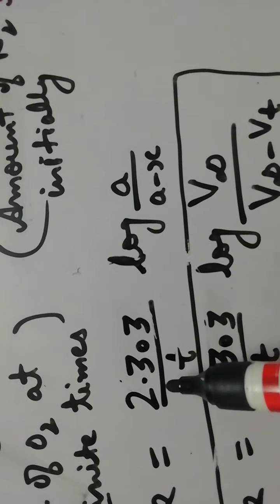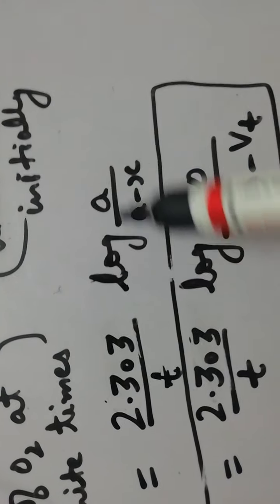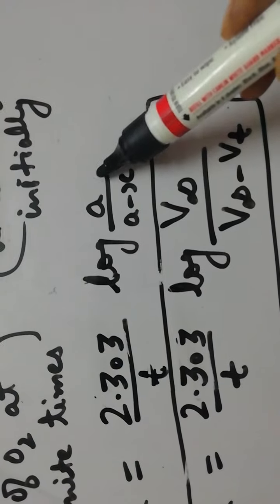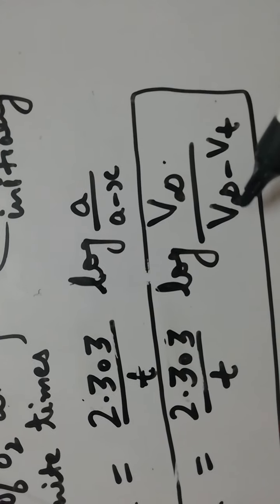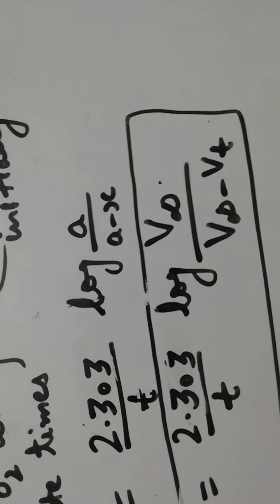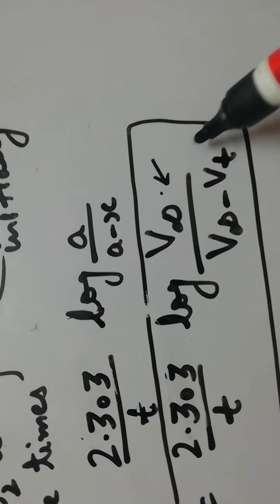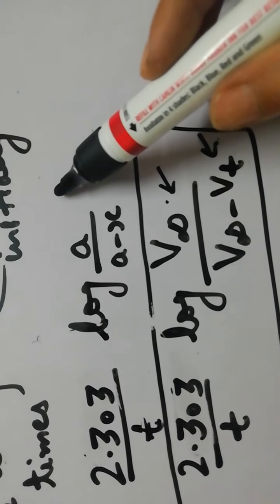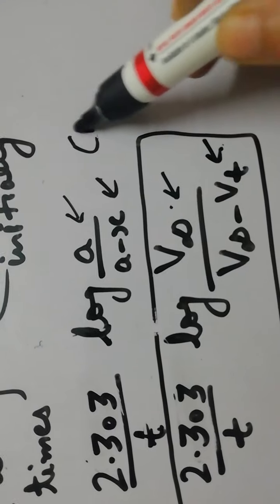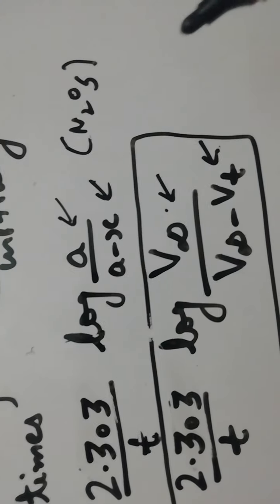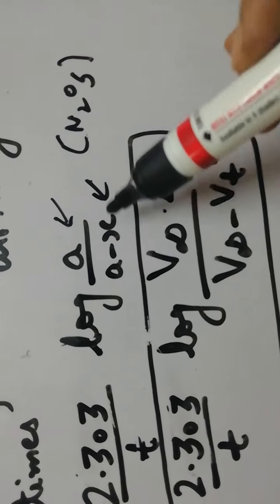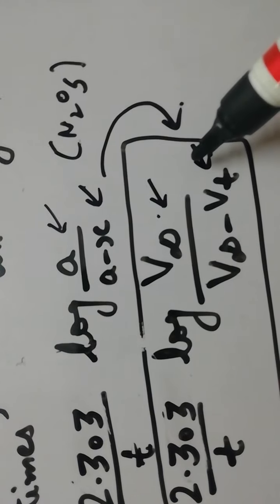So how will our equation be modified? K is equal to 2.303 upon T log A over A minus X. K is equal to 2.303 upon T log, where A is equal to V infinity and A minus X is V infinity minus Vt. So sometimes the numerical may be given in the form of volume of oxygen. Initially, the numerical was given with the concentration of N2O5, but sometimes it may be given in terms of the volume of oxygen evolved. So our first order equation will be modified into this equation.